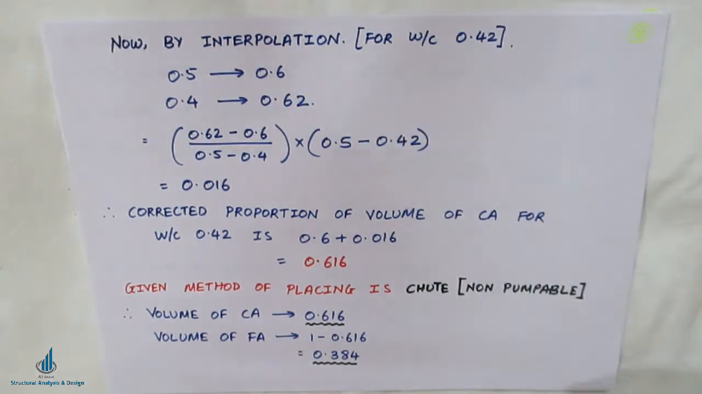So if you see here, 0.42 lies in between this, and also this value 0.616 lies between 0.6 and 0.62. The given method they have mentioned is from CUTE, that is non-pumpable concrete, so you need not decrease the coarse aggregate content. You can keep the volume of coarse aggregate content as 0.616. Therefore the volume of fine aggregate becomes 1 minus 0.616, which is equal to 0.384.